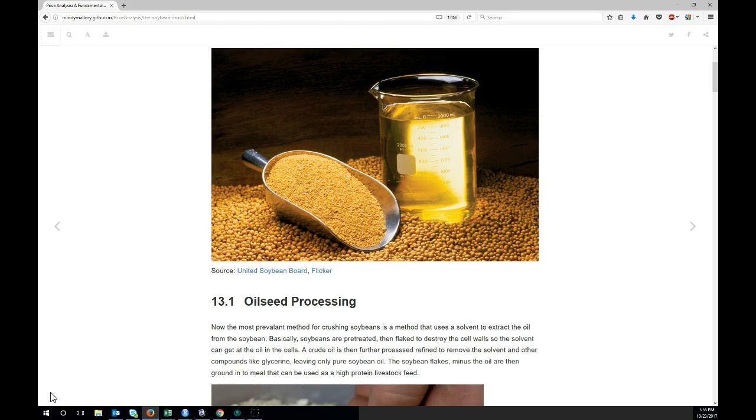So in that way they can basically extract the crude soybean oil from all of the solid matter, and then the crude oil can be processed and refined to remove other solvents and compounds that give it unpleasant odors and smells. So then it becomes a product that we could use for human consumption. Then the soybean flakes that are left are ground into a meal, and that is really high in protein, and so soybean meal is a really high value additive to livestock feed.